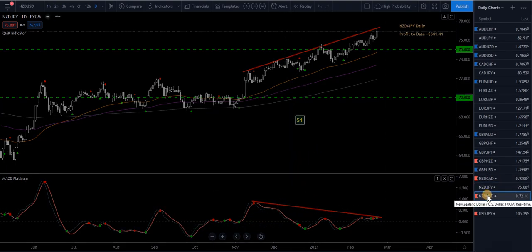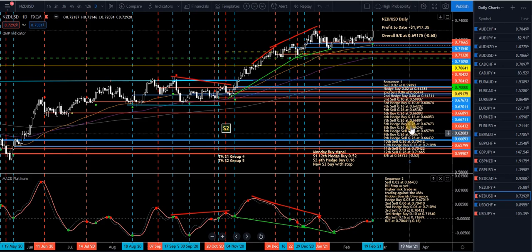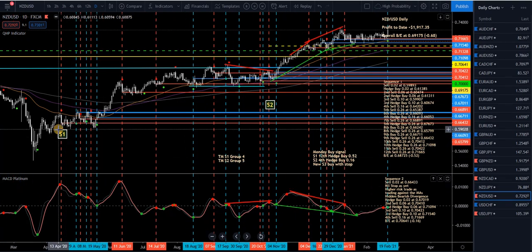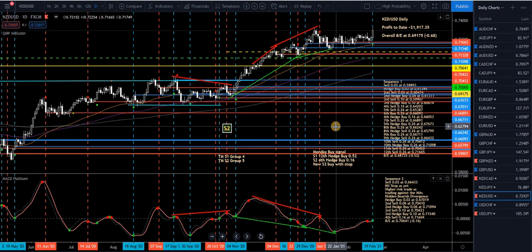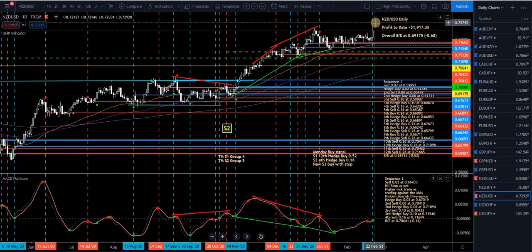New Zealand USD. This is a pair I am in. Very similar to the Aussie USD. They do work pretty close together. Aussie USD and New Zealand USD, I would say they are highly correlated. Generally, their chart patterns are very similar, which is surprising because the Aussie New Zealand actually works completely different. So go figure. It's obviously all based on the US dollar.